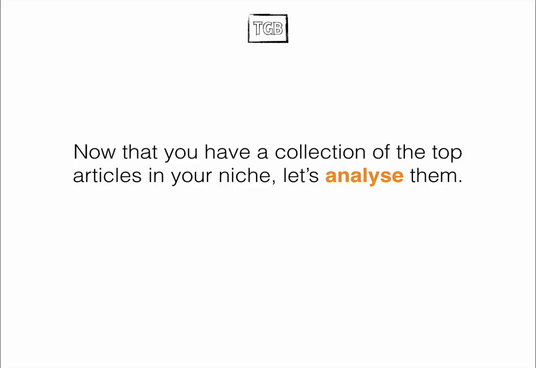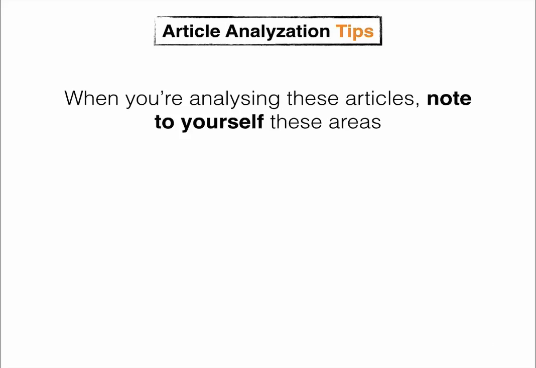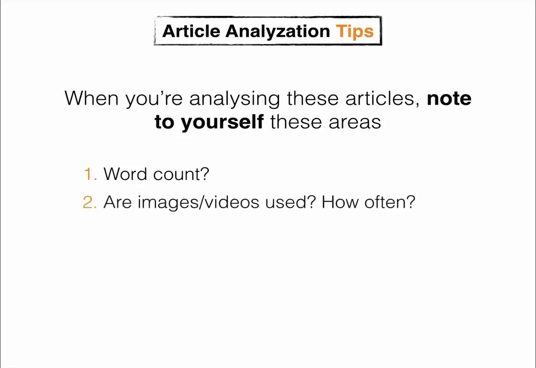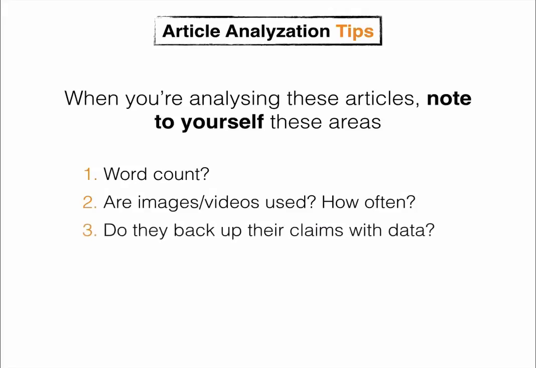Now that you have a collection of all the top articles in your niche, what we're going to do now is analyze them. When you're analyzing these articles, note to yourself these areas. Area number 1 is the word count. So how many words are in the article? 2, are there any images or videos used, and how often is it used?